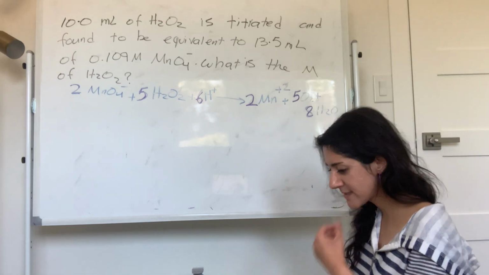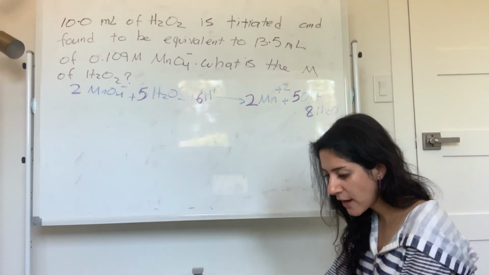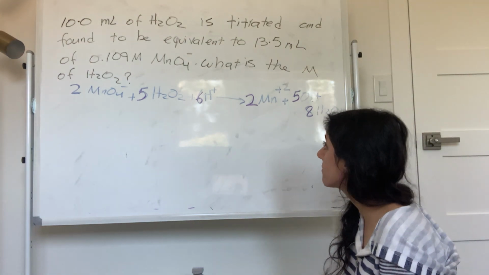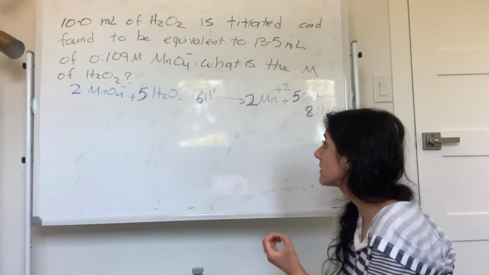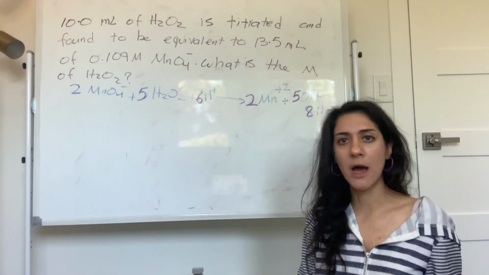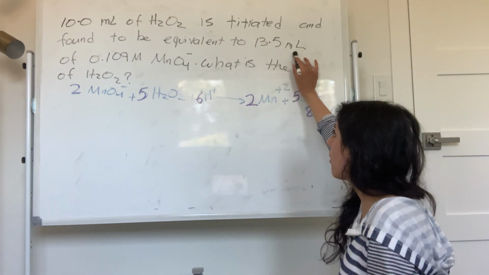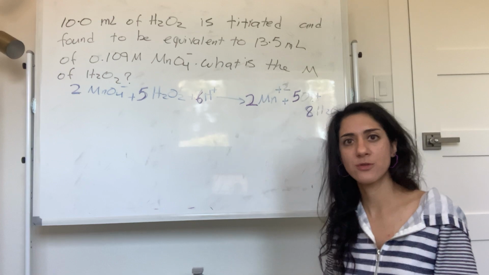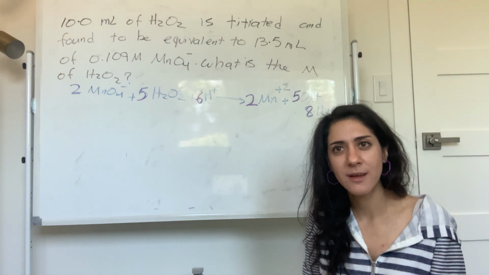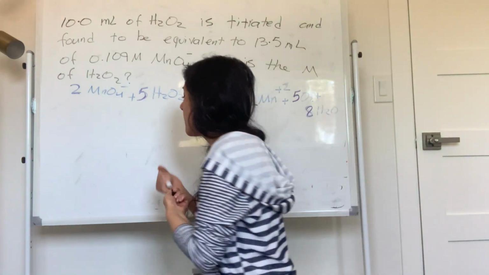So you have 10 ml of hydrogen peroxide that is titrated and is equivalent to 13.5 ml of 0.109 molar solution of MnO4. So one thing I know, for the MnO4 solution, I know the volume and I know the concentration. Do you guys agree? I know the volume and I know the concentration. So that's great.